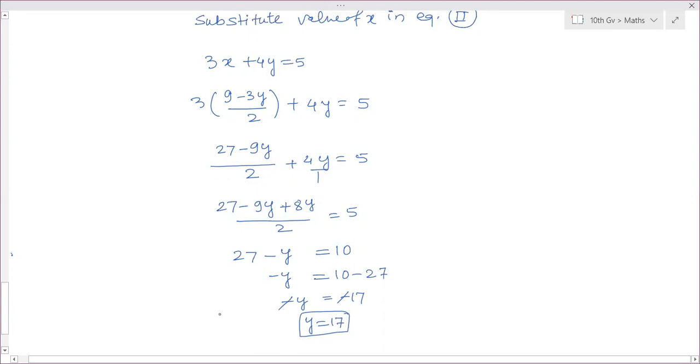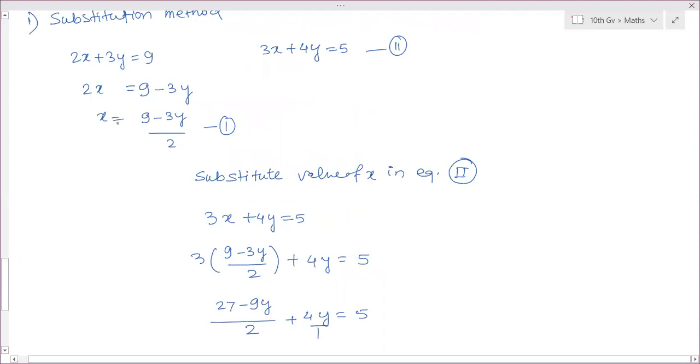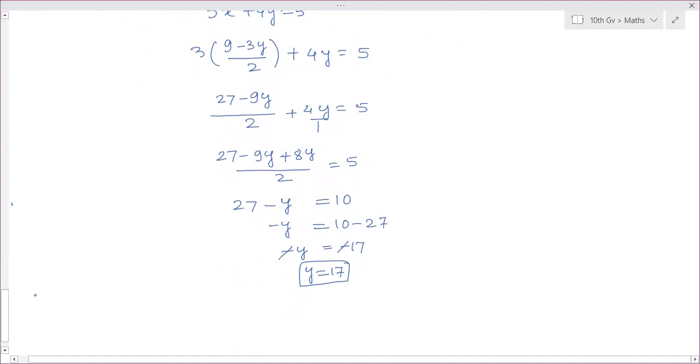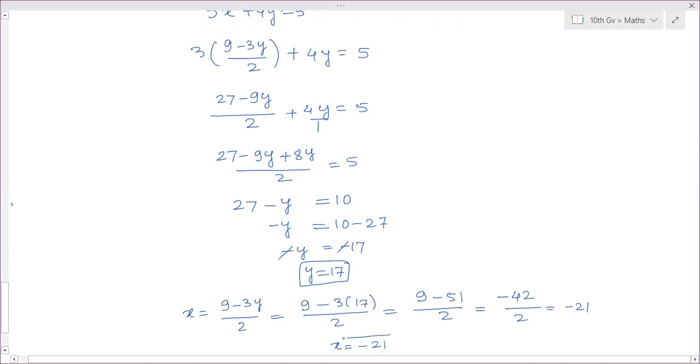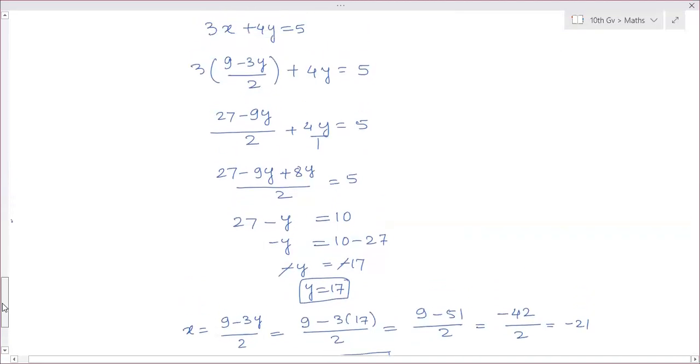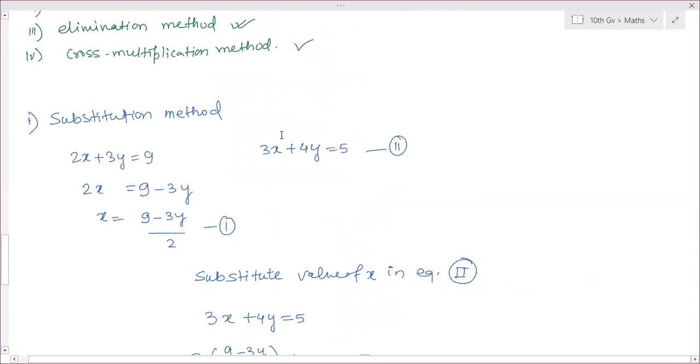And now again substitute this value of y in the first equation so that we get the value of x. So x is equal to (9 minus 3y) by 2. Substitute the value of y: 9 minus 3 into 17 by 2. This is equal to (9 minus 51) by 2, which is minus 42 by 2, which is equal to minus 21. So the value of x is minus 21. Okay, so this is the solution. This is the method of solving for the value of x and y for two equations. When we substitute x is equal to minus 21 and y is equal to 17 in both equations, both equations get satisfied. That means the LHS will be equal to the RHS.